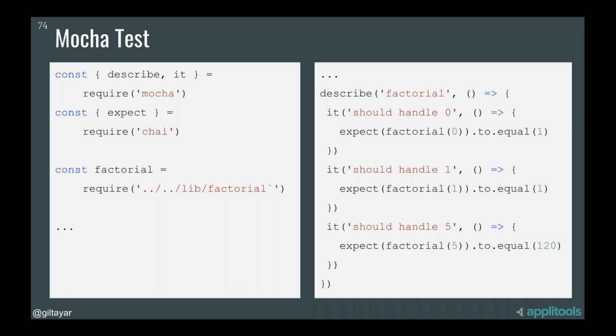Now we write the code, we describe factorial, and we write tests. Each test is an it. It should handle 0. And in the function there, that arrow thing is an arrow function. We say expect factorial 0 to equal 1, expect factorial 1 to equal 1, etc. Expect factorial 5 to equal 120. That's it. Very similar to other test frameworks, test runners. If you're familiar with TestNG, JUnit, well, not exactly. There are no classes, it's all functions, but in the end, it's basically the same.